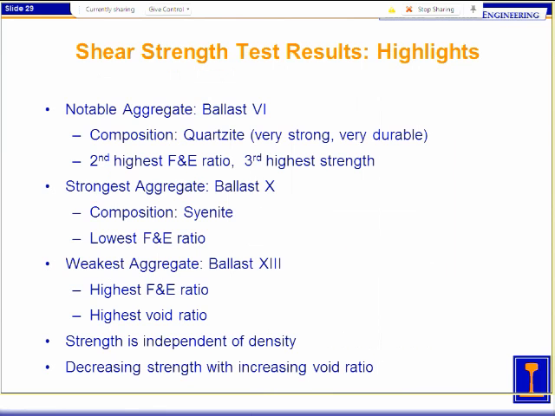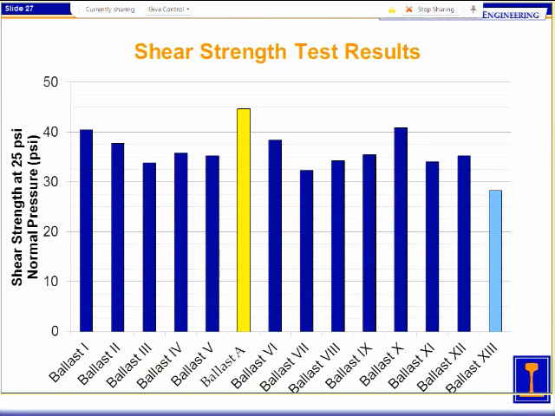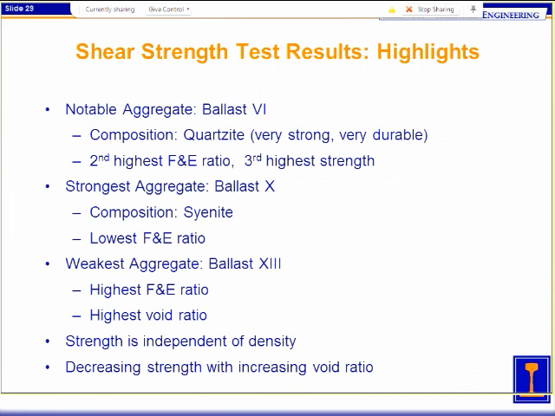So here's our highlights, as we said. Actually, one of the notable ones that we found, like I said, we are currently reinvestigating this, is ballast 6. If you come back to here, ballast 6 is actually our third highest strength right there, and yet you recall it had the very high F and E ratio. So either this is an absurdly strong mineralogy in this rock, or maybe those small particles are throwing off. Remains to be seen. Regardless, it's pretty impressive that it pulled off that high strength.